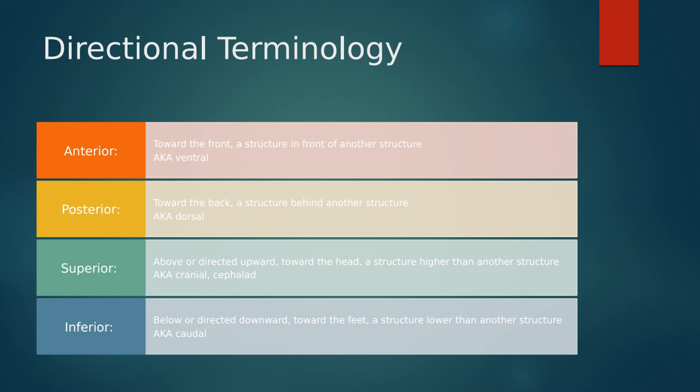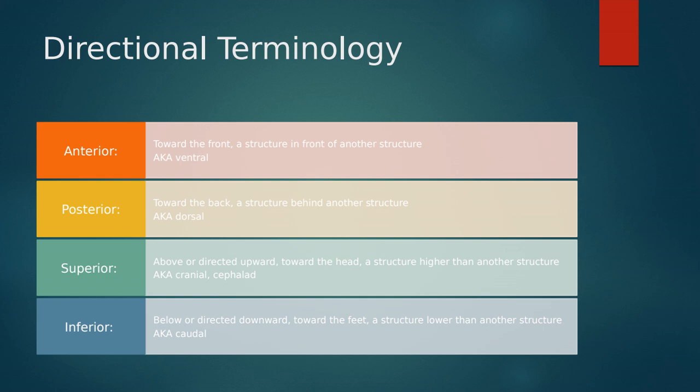Now, superior and inferior, same thing. We're talking about the relationship of one structure to another. So if something is located above another structure, it's going to be superior. And if something is located below, it's going to be inferior. Superior can also be referred to as cranial or cephalic or cephalad. That's a really old school term, but you may still hear people refer to it as that. And inferior is going to be caudal.